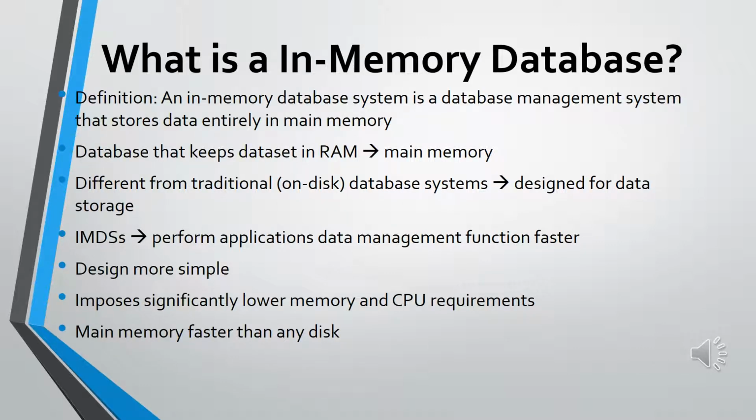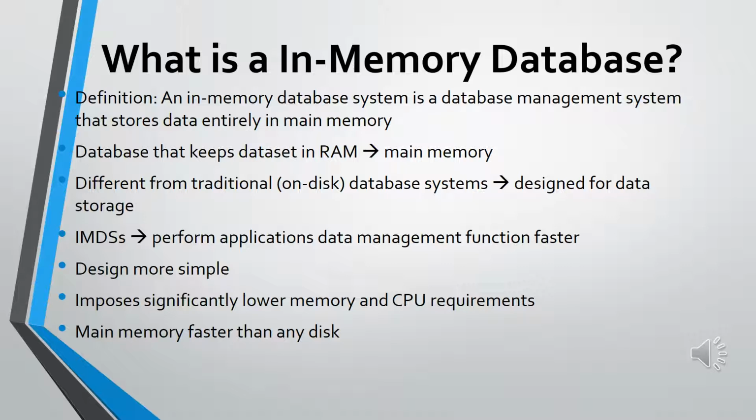So what exactly is an in-memory database? The definition terms it as: an in-memory database system is a database management system that stores data entirely in main memory. This contrasts to traditional or on-disk database systems, which are designed for data storage on persistent media. Because working with data in memory is much faster than writing to and reading from a file system, IMDS can perform applications' data management functions an order of magnitude faster.